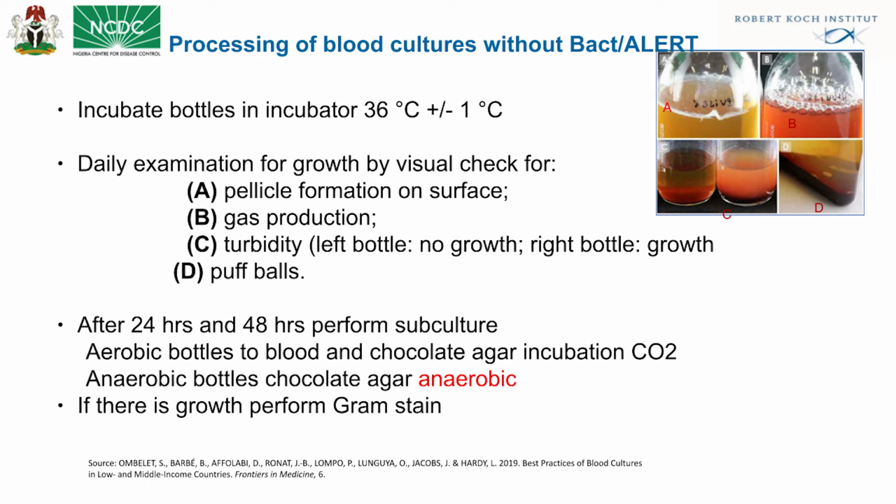With reference to the image displayed, you can see that the visual check can be in the form of pellicle formation on the surface of the broth, gas production, which is in the form of bubbles on top of the liquid part of the medium, and then turbidity. You could see that from the image. The left hand side has no growth, while the right hand side, which is turbid, indicates growth in the medium, and then puff balls at the bottom of the medium.